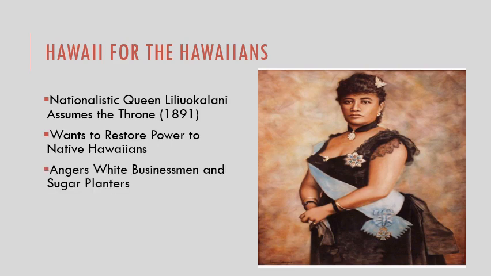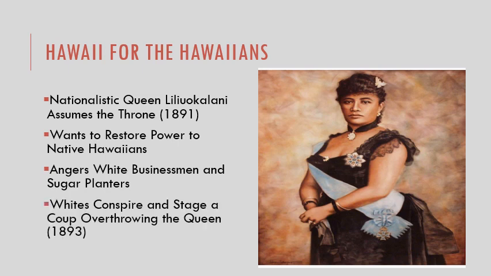So these white businessmen are angered, as are the sugar planters, and they devise a plan using the military to get rid of Liliuokalani, and they succeed in overthrowing her. However, President Grover Cleveland does not approve of this coup and wants her restored, but that will not happen. Instead, Hawaii falls into the hands of white businessmen and their sugar planters. But eventually, by 1898, Hawaii will be annexed by the U.S., and the U.S. will have full control of Hawaii.